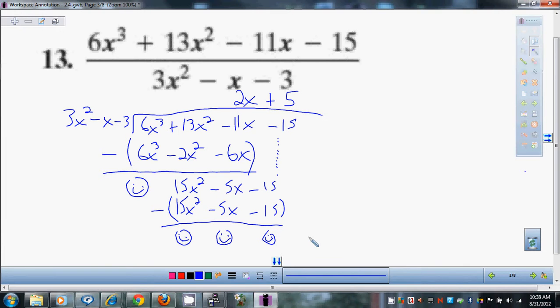Minus negative turns it into plus. That's why it's important to put those parentheses around before you subtract, so that you remember to distribute. Okay. Questions on that one?